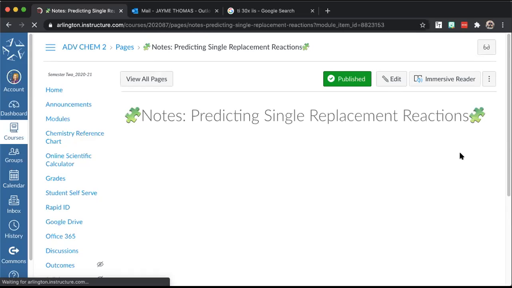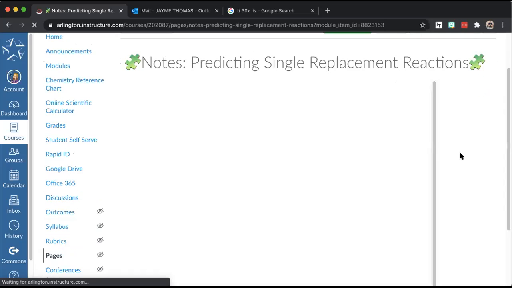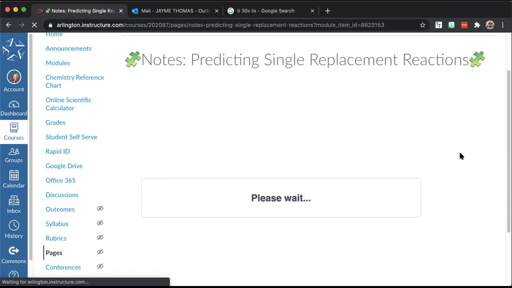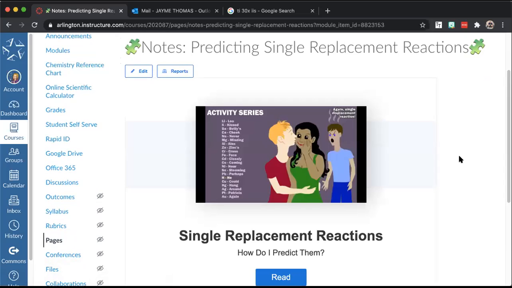So single replacement reactions, as you'll see from the little meme, the little image that's on the cover for the assignment or from the notes today, a lot of times people like to think of it as, oh, there's a couple, and then here comes this other guy or other girl, and they steal the other person's partner. Okay, because that's kind of what it's like.